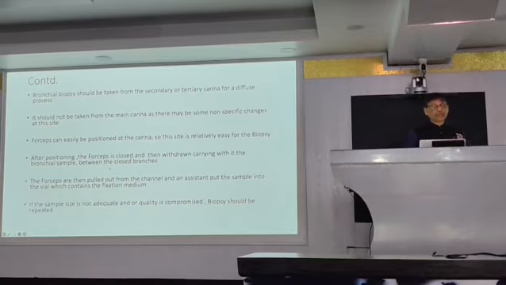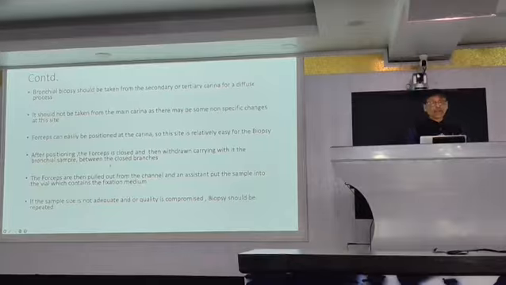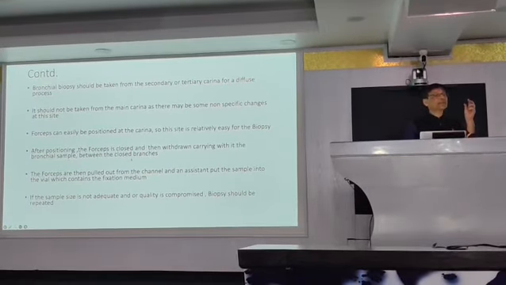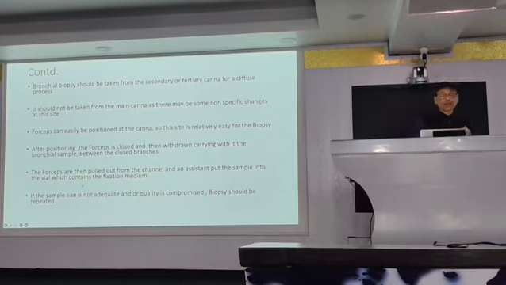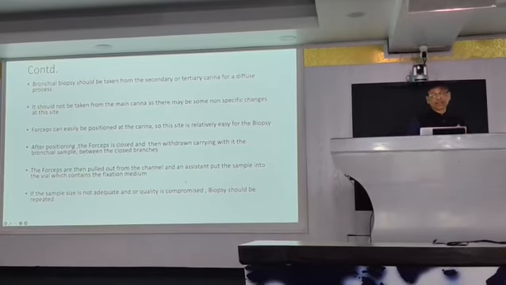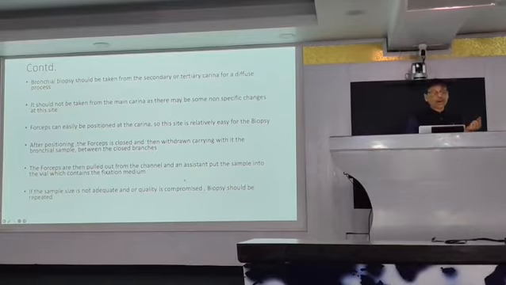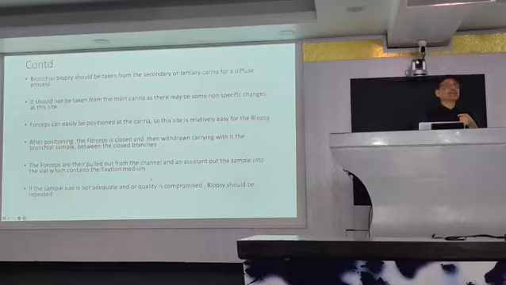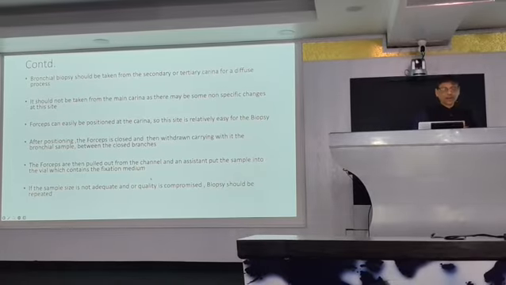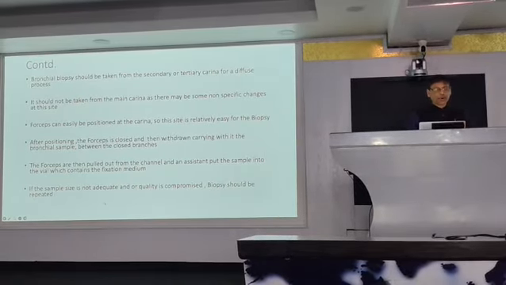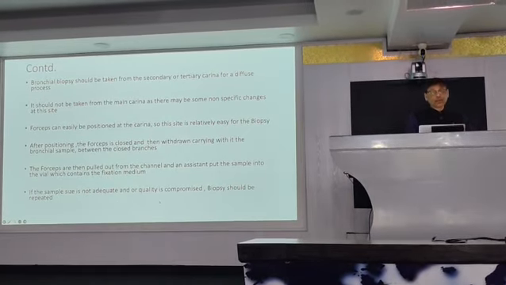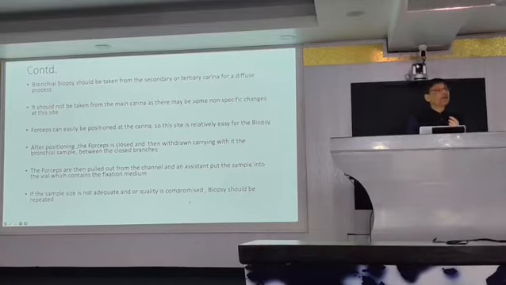After positioning, the forceps is closed and then withdrawn, carrying with it the bronchial sample between the closed branches of the forceps. The forceps are then pulled out from the channel and an assistant puts the sample into the vial which contains the fixation medium. So today we will get one assistant also. He will be accompanying us while doing bronchoscopy and such sampling. If the sample size is not adequate and or quality is compromised, biopsy should be repeated.